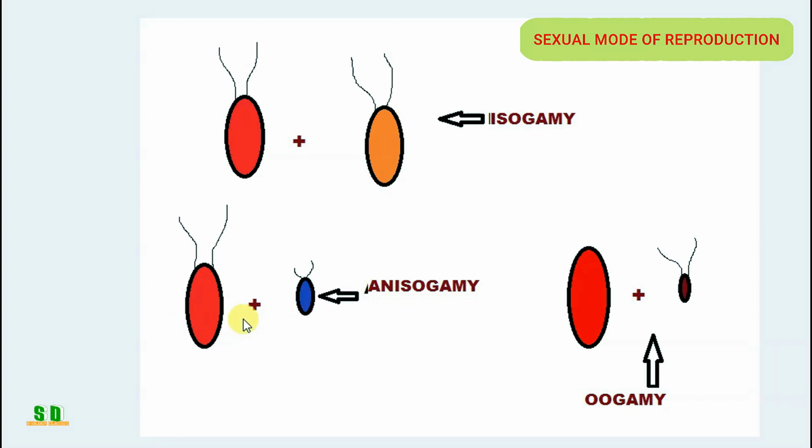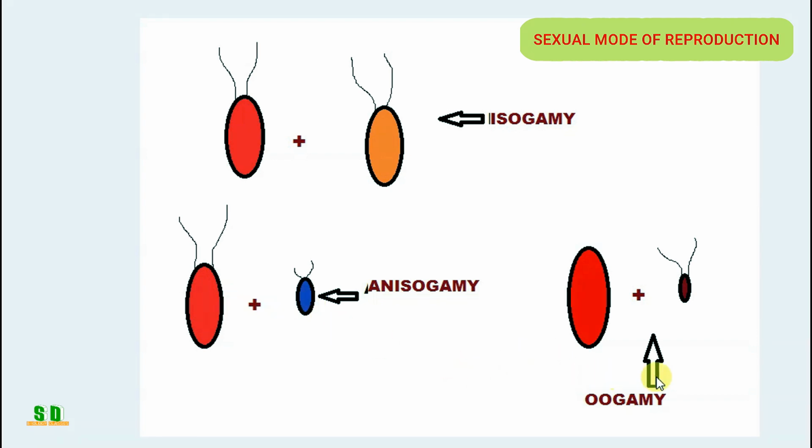Next one is anisogamous type of sexual reproduction or anisogamy. Aniso means where the gametes are not similar to each other. In anisogamous type of sexual reproduction, two gametes are fused to each other, but they are structurally dissimilar to each other. But both of them are motile, and we can see this type of reproduction in Codium. The example is Codium.